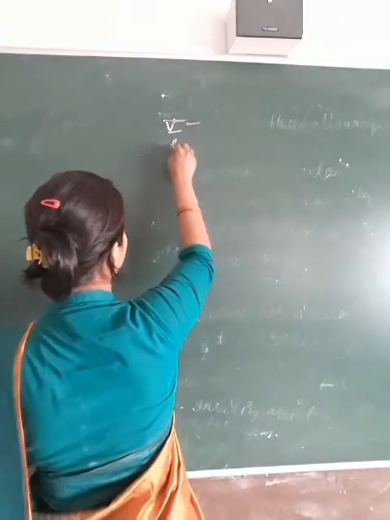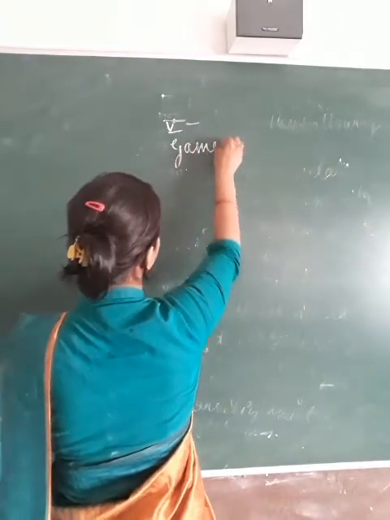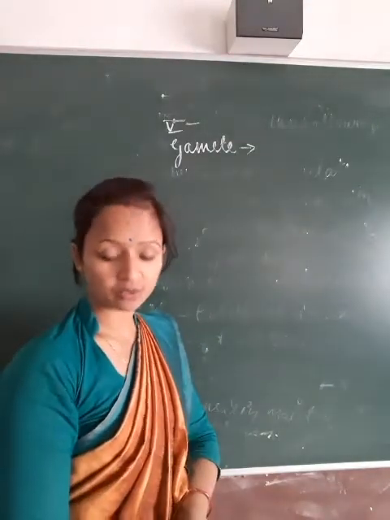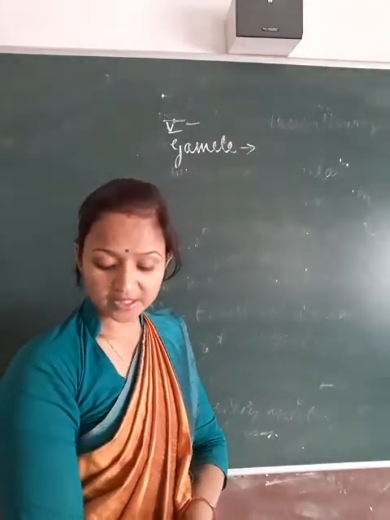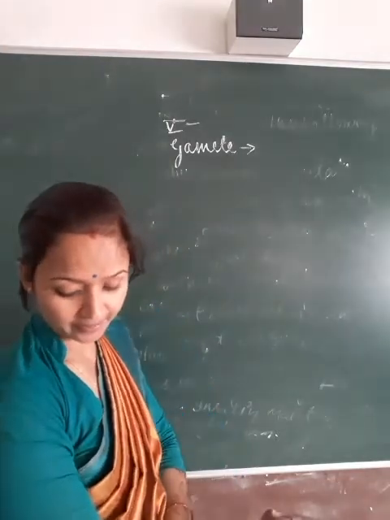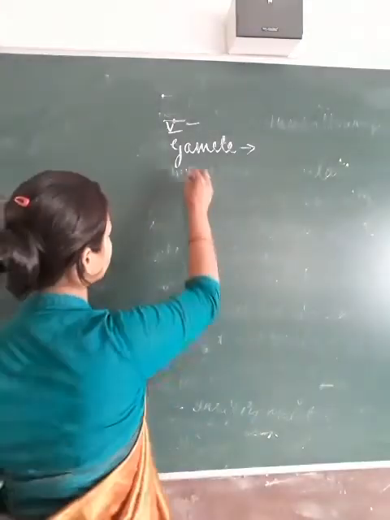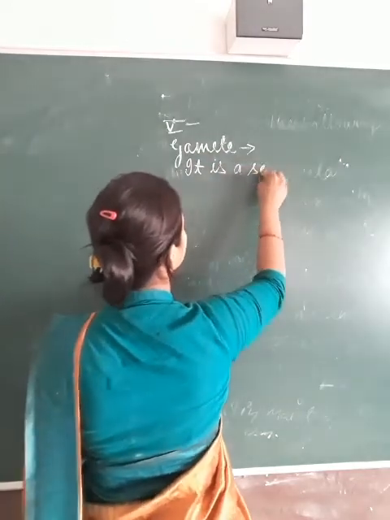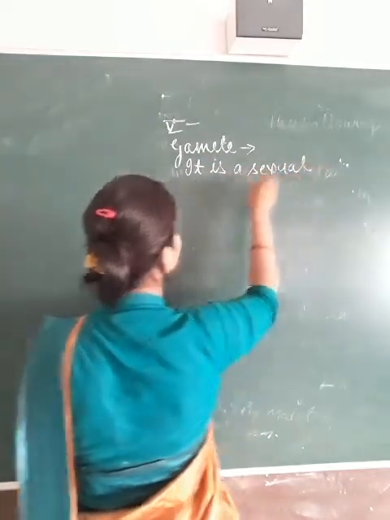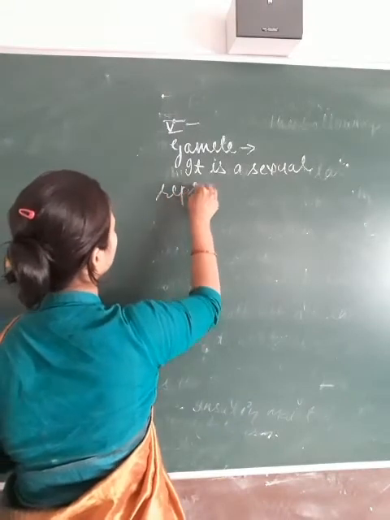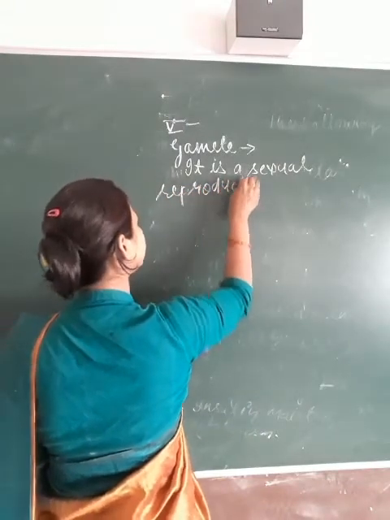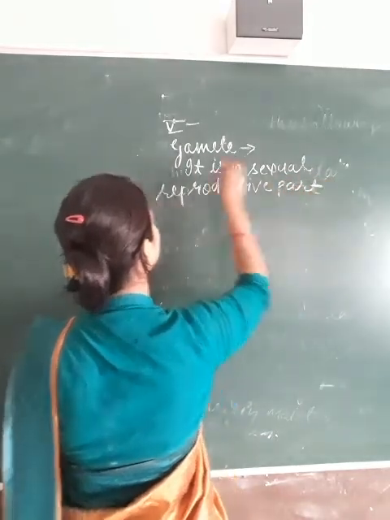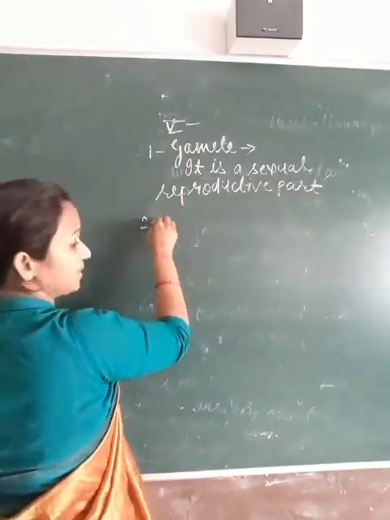So first one, gamete is the odd one. You have to make a circle on the gamete. Then you have to write: it is a sexual reproductive part.